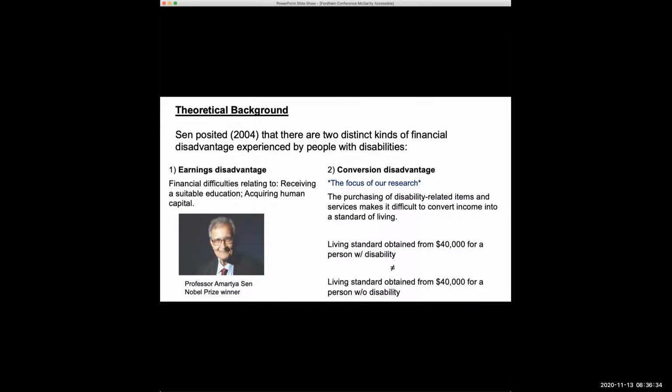And so Sen discusses how because of disability-related costs, it's harder for people with disabilities to convert income into the same standard of living as people without disabilities. And so the classic example that we like to give is a person with a disability who has a $40,000 annual income isn't able to really afford the same standard of living as a person with a $40,000 income who does not have a disability because of those extra disability related expenses.